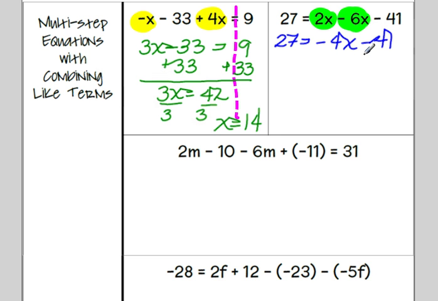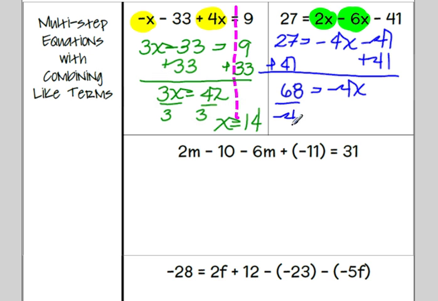So we are going to add 41 to both sides. Which would be 68 equals, and don't forget that that's a negative 4x. So we are going to divide by negative 4 and divide by negative 4. So x would equal 68 divided by negative 4 is negative 17.